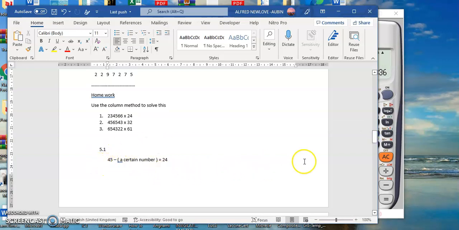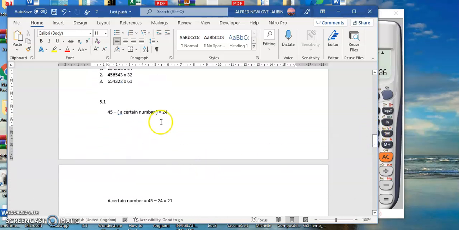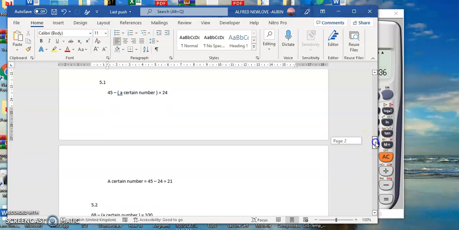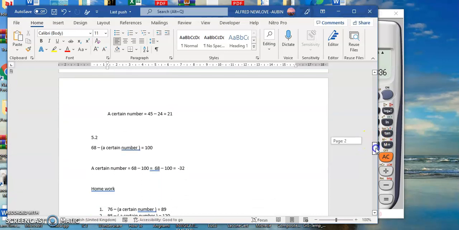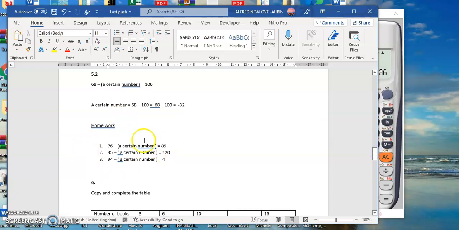45 minus a certain number is equal to 24. How do we do it? It's so easy. It's just 45 minus 24, which is going to give us 21. Then the next one, 68 minus a certain number is equal to 100. They want you to find the number, so the only thing you need to do is subtract. So 68 minus 100 is going to give you minus 32. So you do this homework for me.